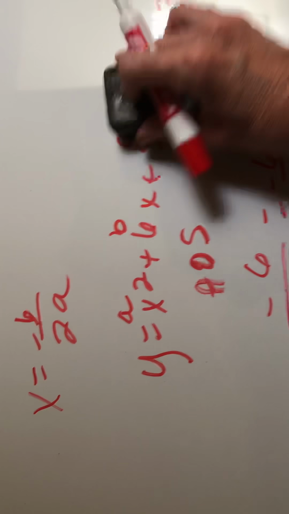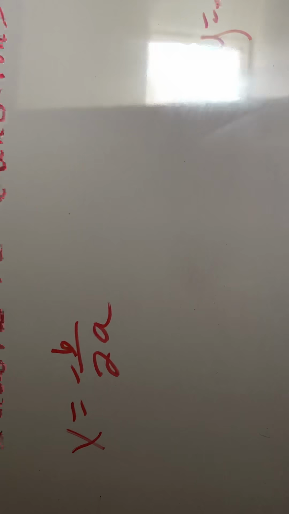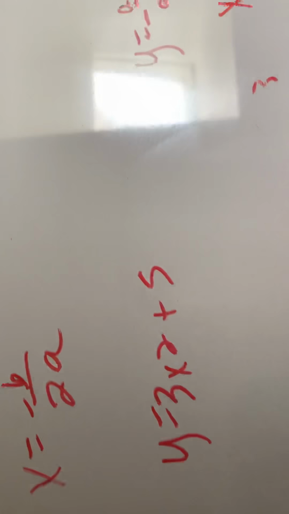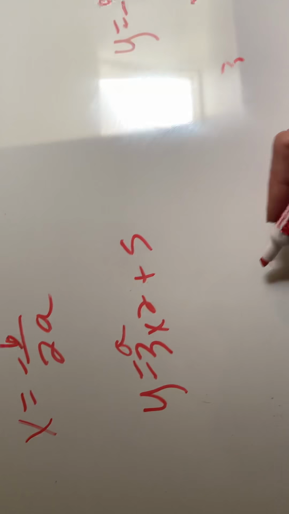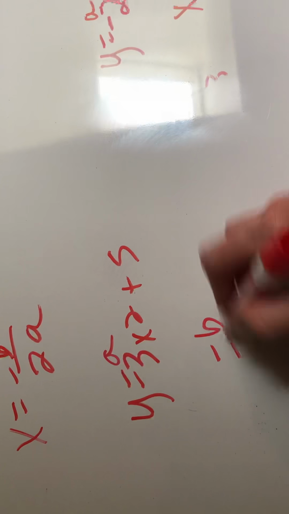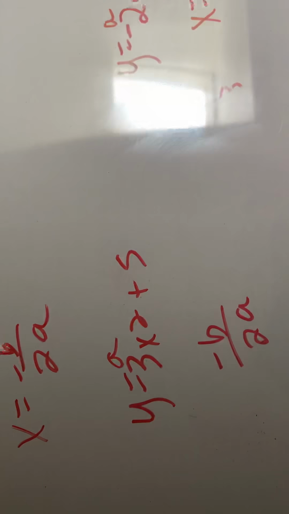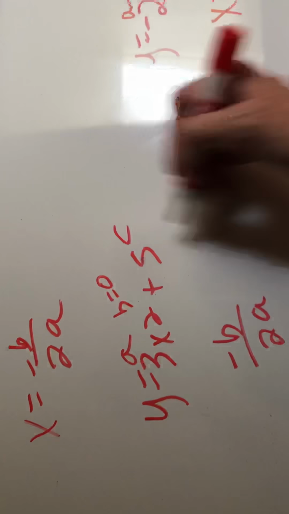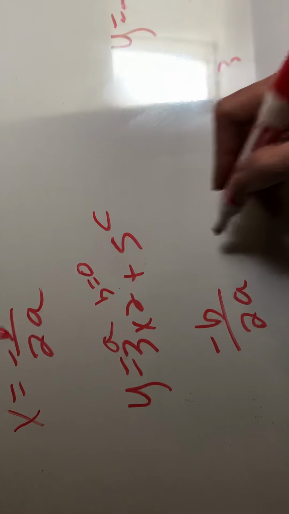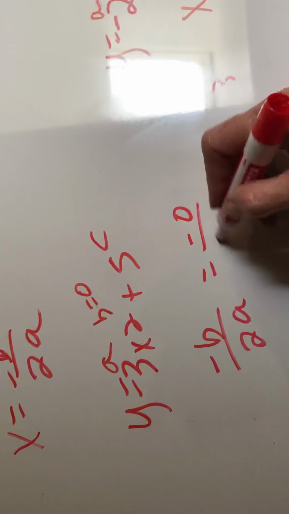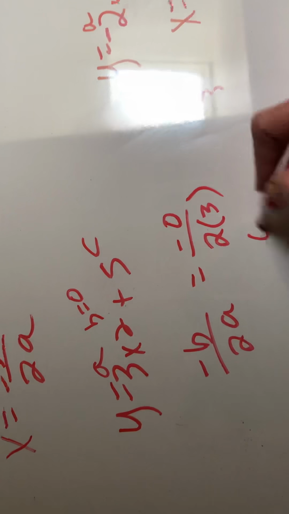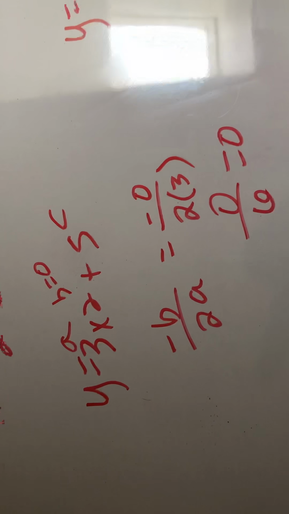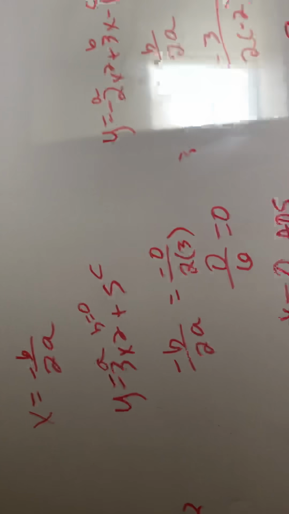So x equals -2 is your axis of symmetry. Okay. One last one, finding your axis of symmetry like this. Y equals 3x squared plus 5. So this is A. Notice there's no B. I'm going to do -b over 2a, but there's no B. So my B is 0, and C is 5. So I would have -0 over 2 times 3, which would be 0 over 6, which is just 0. So x equals 0 is your axis of symmetry on that one.